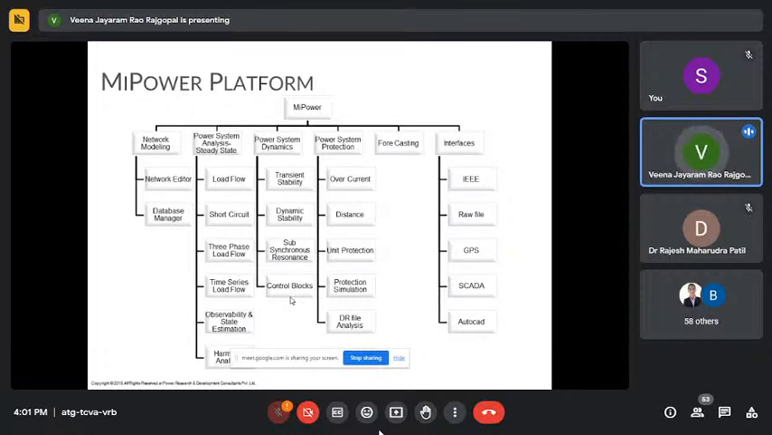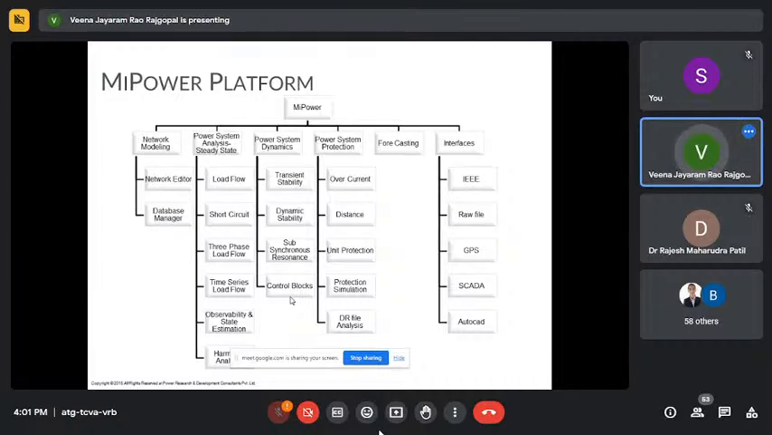Next is the dynamic stability. So these eigenvalues and eigenvectors, those kinds of analysis can be done. Like for small changes in, say, your AVR reference or governor reference, if there is a change, how the system is going to behave, those kinds of analysis can be done. Then the subsynchronous resonance.